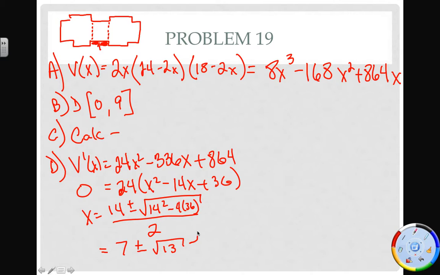Now, this is equal to 2 different numbers, as you know. So 7 minus the square root of 13 is 3.39. And 7 plus the square root of 13 is 10.61. But this is outside the domain, so it doesn't make sense. So my maximum volume is going to occur at 3.39.